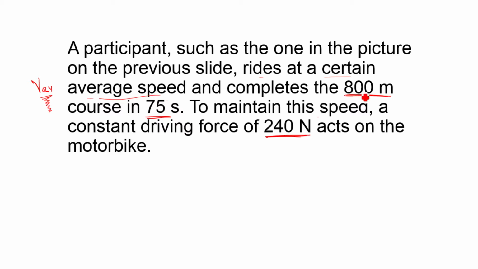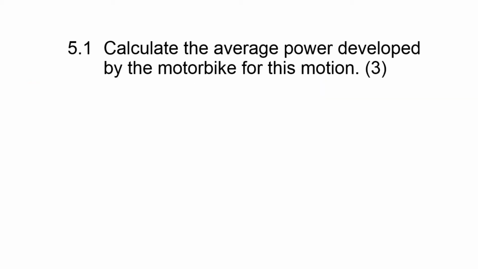We know its distance, we know time. Calculate the average power developed by the motorbike for this motion. Okay, what is power? Power is equal to work over time. Power is the rate at which work is done. Now, do we know the time that he has taken? Yes, we do. Do we know how much work he's done?